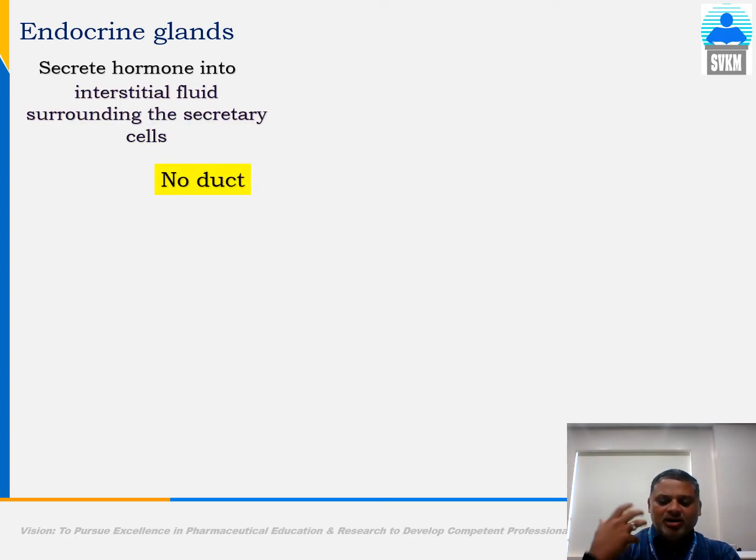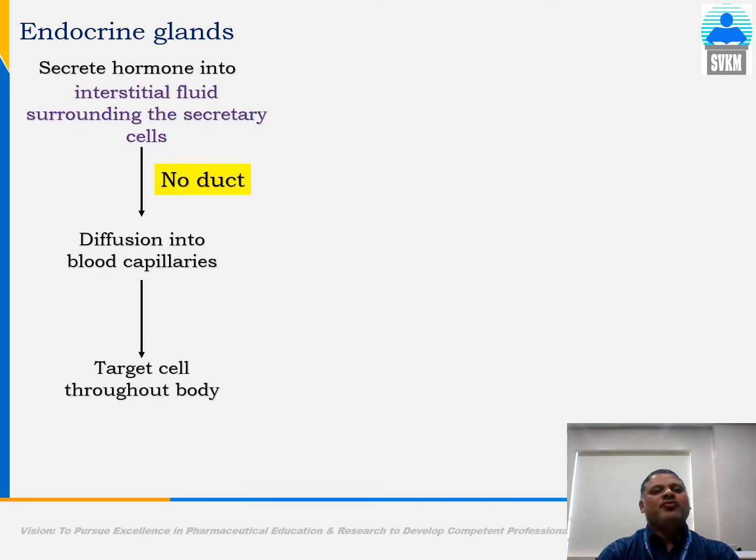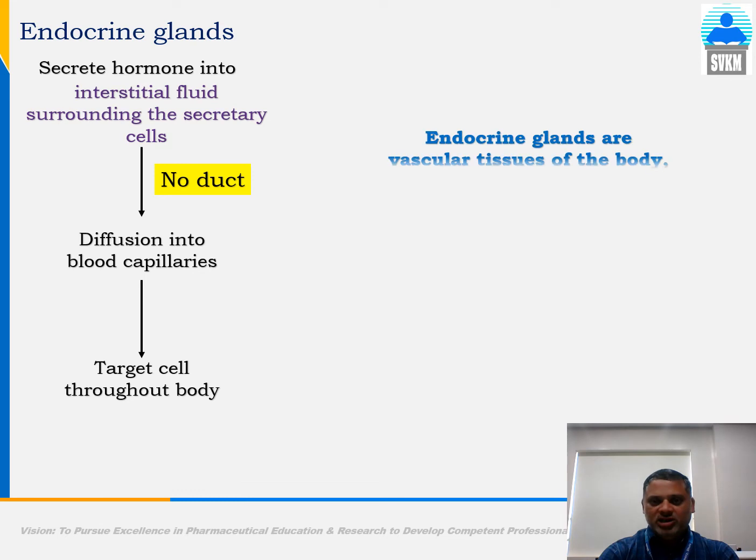As I told earlier, the endocrine glands secrete the hormones into the interstitial fluid surrounding the secretory cells. There is no ductal involvement, and from the interstitial fluid the hormones diffuse into the blood capillaries, and from the blood capillaries they enter the circulation and through the blood circulatory system they are distributed to the target cells throughout the body.